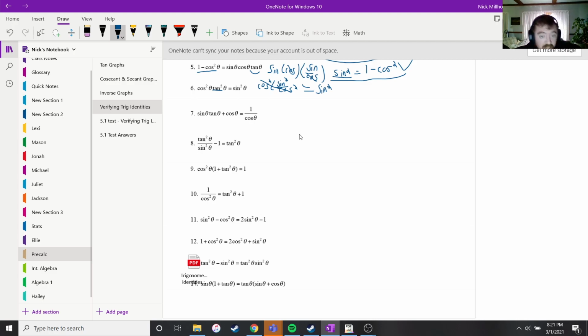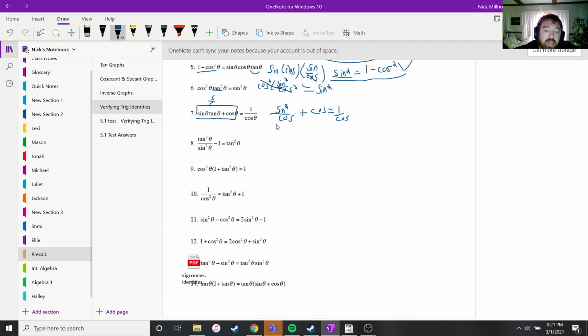Alright, so 1 over cosine is equal to sine times tangent plus cosine. So if we look at this left side here, let's see what we got. We got sine squared over cosine, right? Because tangent is sine over cosine. So multiply that, we got sine squared over cosine plus cosine is equal to 1 over cosine.